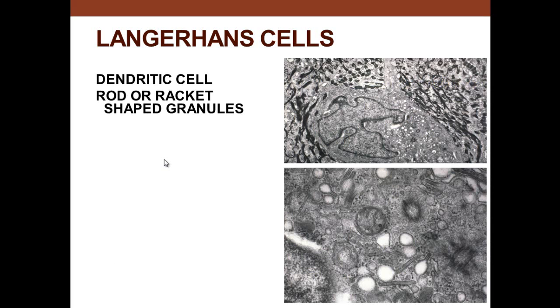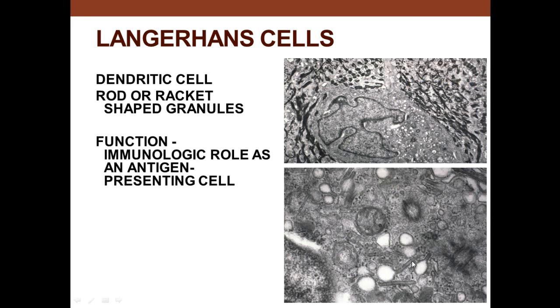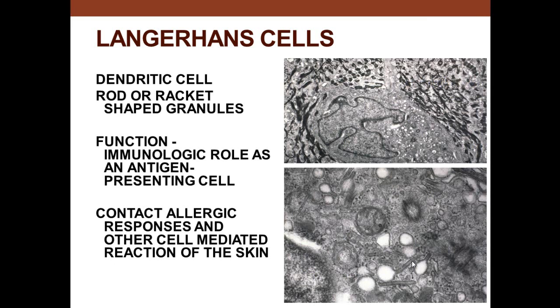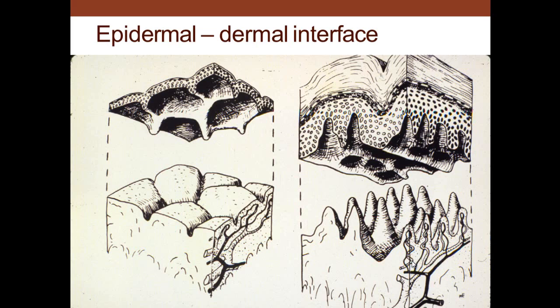to play. One characteristic of these is that the granules inside are racket shaped, looking like a tennis racket. Characteristic of these granules. They do have immunologic roles to play, so they are able to receive antigens that may be coming through the epidermis. Contact allergic responses and other cell-mediated responses in skin are the function of these Langerhans cells.